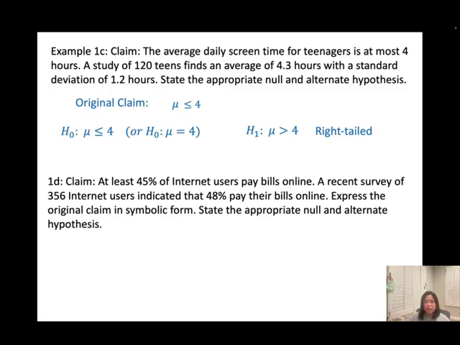Okay, last one. At least 45% of internet users pay bills online. When we're working on the null and alternate hypothesis, we only need to pay attention to the claim statement here. Okay, so original claim.